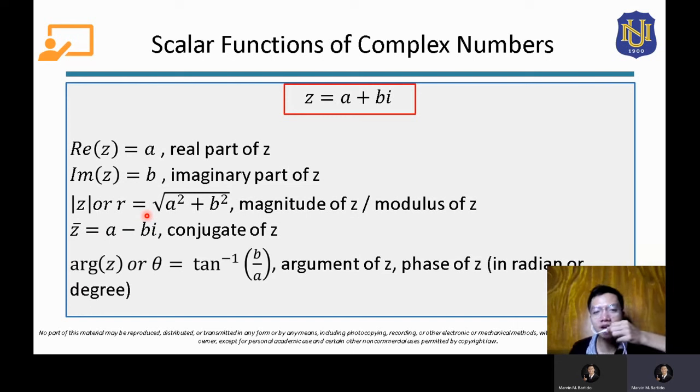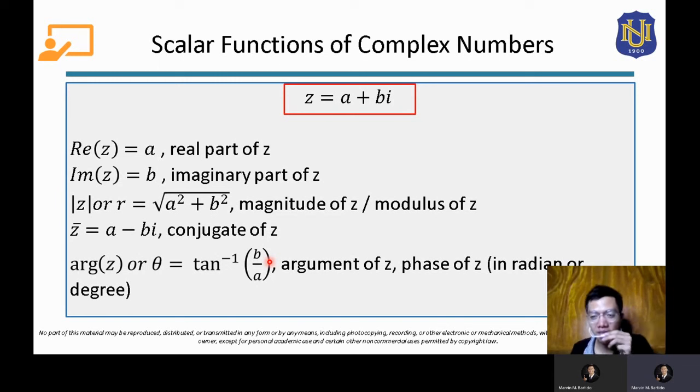Now, we also have the argument of your complex number. The argument, or phase, of complex number z is denoted by arg(z), or theta. Simply theta. It is given by this formula, arctangent of b over a, wherein b is the imaginary part and a is the real part of your complex number. But actually, the argument for complex numbers is not always arctangent b over a. It depends on the quadrant location of your complex number. Later on, I will discuss that on the succeeding slides.